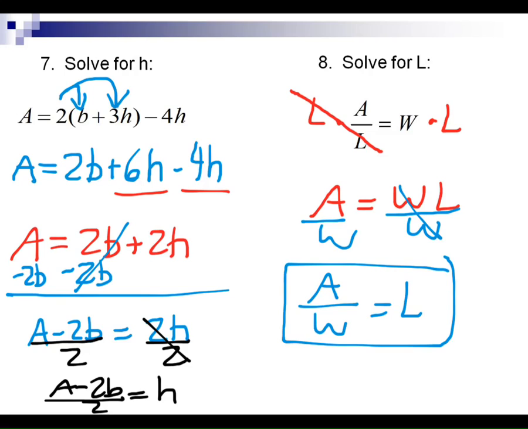Again, I know some people want to just have an answer, like L equals 5, something like this. But in these problems, we're just rearranging the equations. You're just showing me that you can do algebra steps to get a variable by itself. Once you get a variable by itself, that's what your answer is.